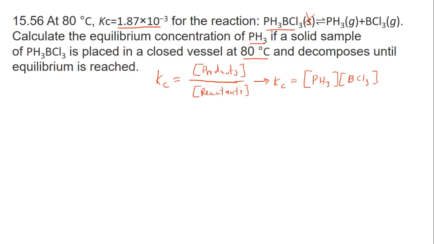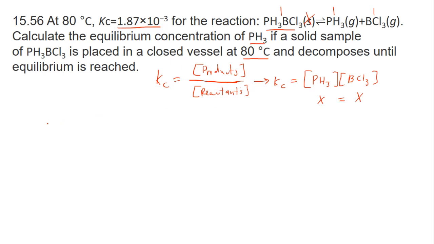And you might be stumped at this point, given I don't have any concentrations to work with, but what we do know, if we look at the balanced chemical equation, is that for every 1 mole of the phosphine boron trichloride that decomposes, we get 1 mole of phosphine and 1 mole of boron trichloride out of the reaction. So they are generated in equal amounts. Because of that, we can basically say that phosphine should be X and boron trichloride is also X. They should equal each other.